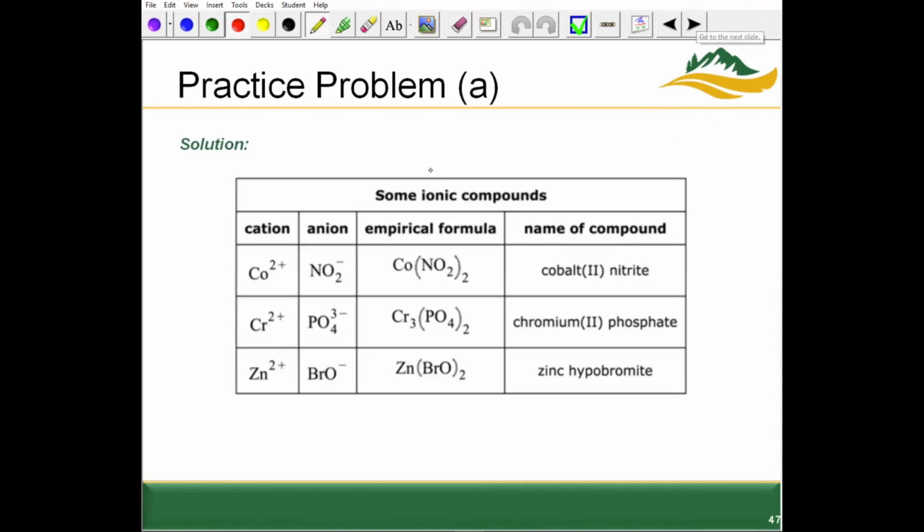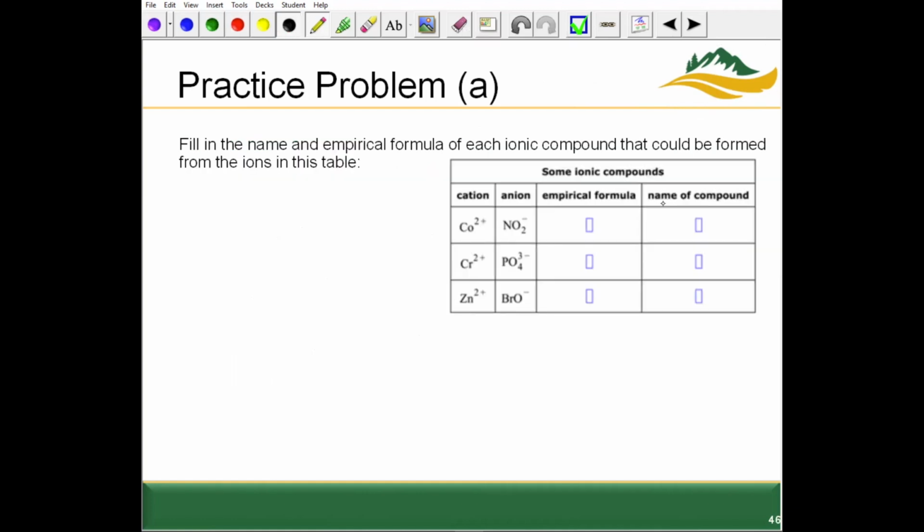So far we have figured out these empirical formulas. So next, to figure out the names, we follow pretty similar to how we've been naming ionic compounds so far. So we list the metal. Here we know cobalt can be either 2+ or 3+, so we're going to need those Roman numerals there. So we write the name of the metal.